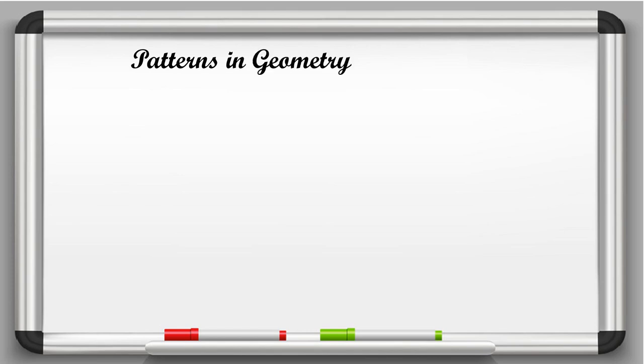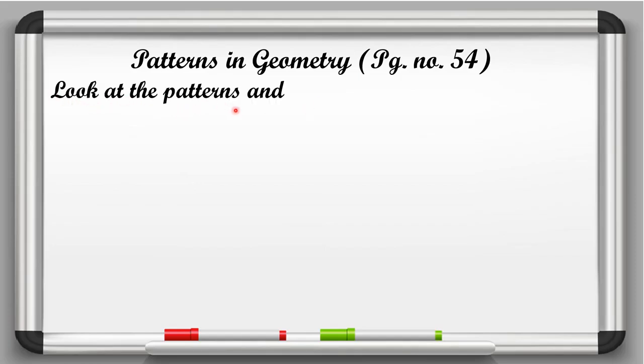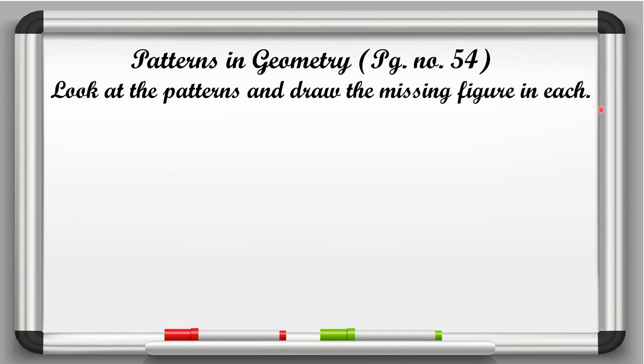Now beta, patterns in geometry on page number 54. Okay, so in patterns in geometry, beta, we will learn about shape patterns. Okay, so let's see what is given to us. Look at the patterns and draw the missing figure in each. So here beta, first of all we will look at the pattern which is given to us and then we have to draw the missing figure in that. So let's see in A part.